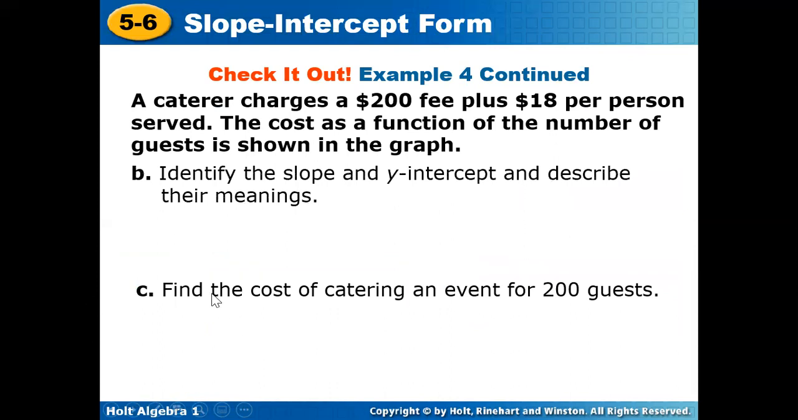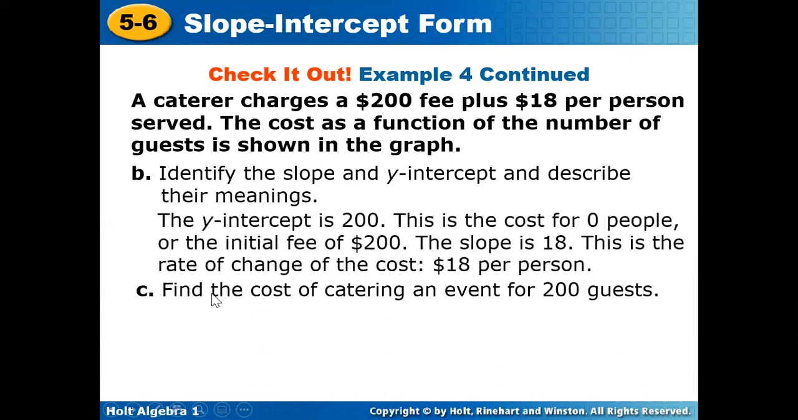The slope and the y-intercept. So in this case, the y-intercept is 200. That is the cost for 0 people. That's the initial fee of $200. The slope is 18. And that is, once again, the rate of change. Rise over run, the rate of change. $18 because it's $18 for every person. So as the amount of people changes, so does the rate or the cost of the catering.